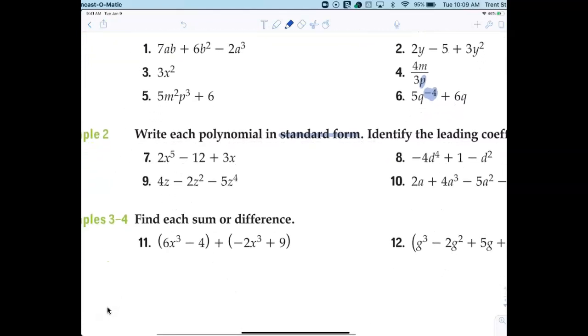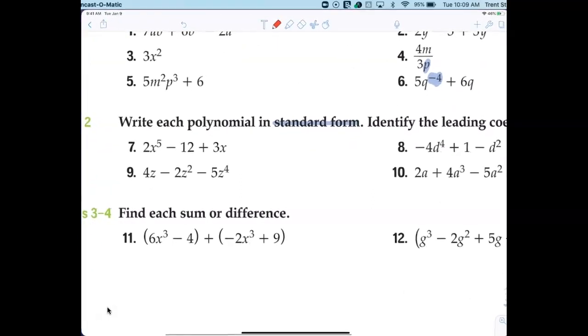Number 7, to write it in standard form, we're just going to write 2x to the 5th plus 3x minus 12. Anybody have any objections to that? Standard form, largest exponent to smallest. All right, so now number 9, what's the largest exponent? Which one? Yes. Now look at the sign in front of the 5 to the 4th. What is that? Negative. So you have to make sure you don't forget the negative. So it's negative 5z to the 4th.